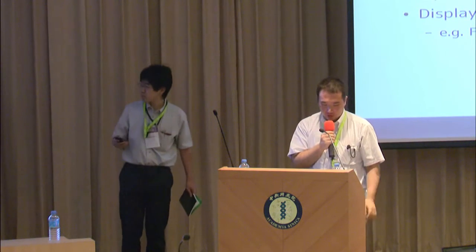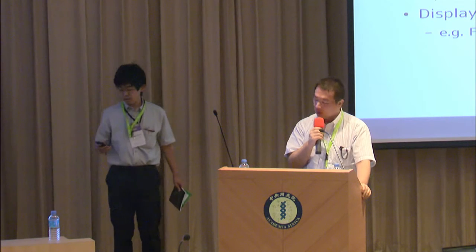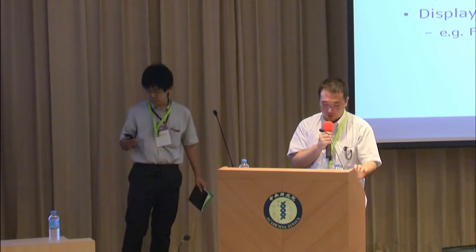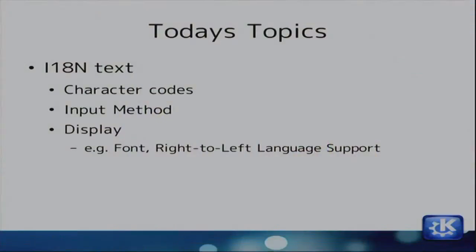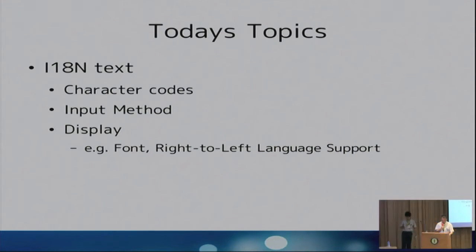There are a lot of topics in internationalization support, but in this session, we'd like to focus on processing internationalized text. The system has to support three things. First, express characters as character codes. Second, input support for various kinds of characters. And display them in an appropriate style for each country.